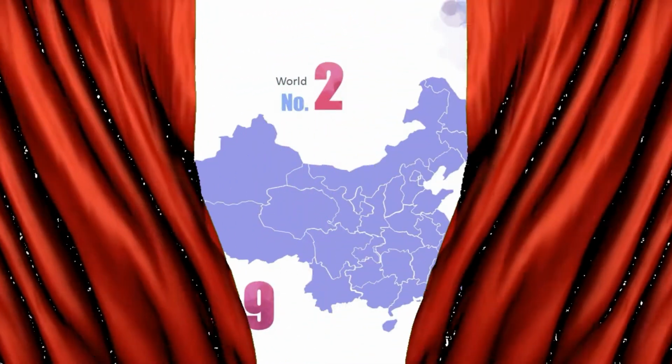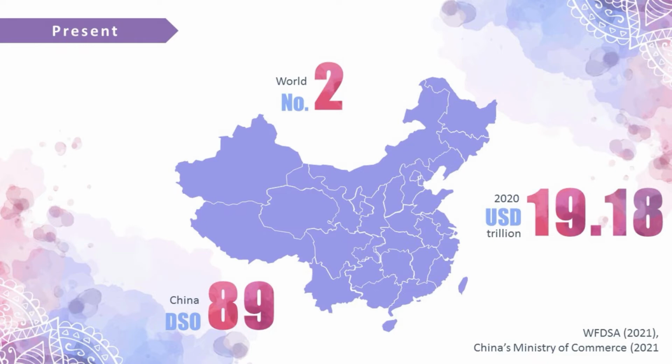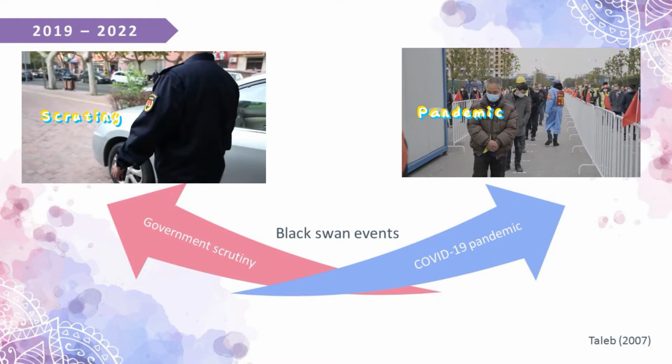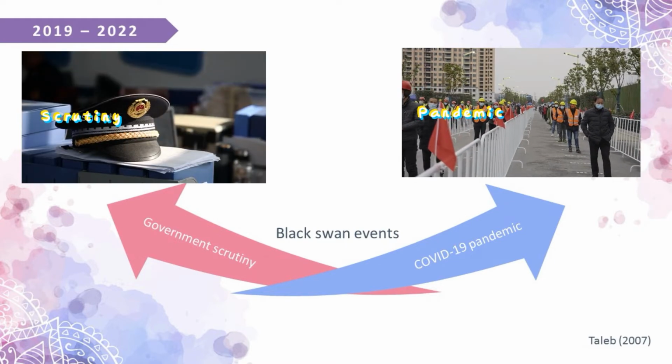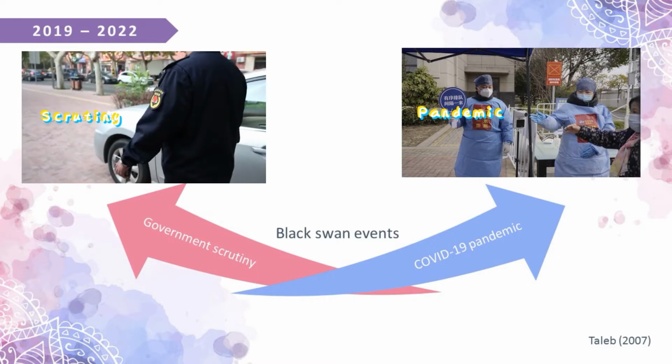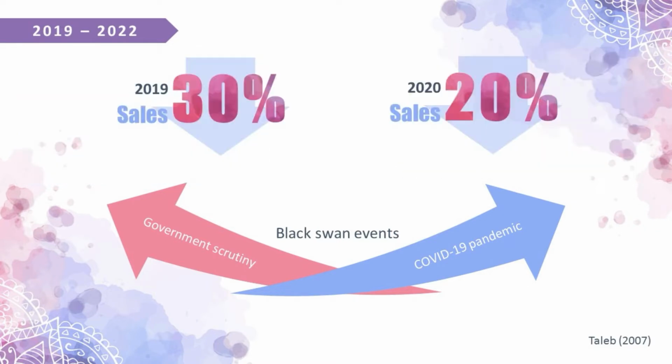Currently, China is the number 2 direct selling market in the world, with record sales of $19.18 trillion US. Currently, there are 89 licensed direct selling companies in China. In the past 3 years, China has gone through a series of black swan events. There are 2 major black swan events. First is the government scrutiny. Second is the COVID-19 pandemic. As a result, we saw the sales in 2019 and 2020 drop by 30% and 20% respectively.